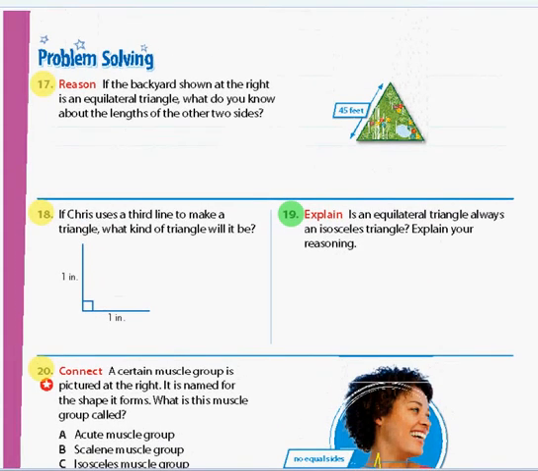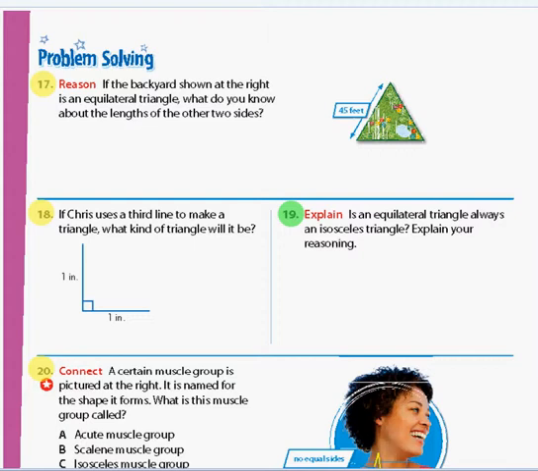Question 17. If the backyard shown at the right is an equilateral triangle, what do you know about the length of the other two sides? Question 18. If Chris uses a third line to make a triangle, what kind of triangle will it be? Question 19. Is an equilateral triangle always an isosceles triangle?